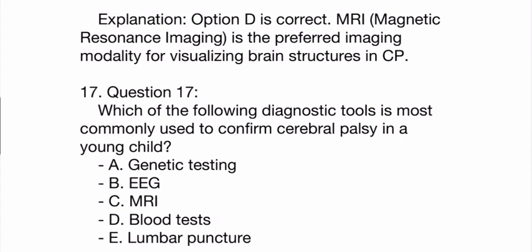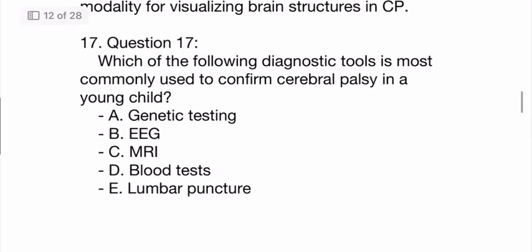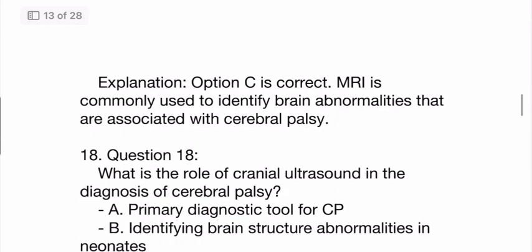17. Which of the following diagnostic tools is most commonly used to confirm CP in a young child? A. Genetic testing. B. EEG. C. MRI. D. Blood tests. E. Lumbar puncture. So it is a similar question, and here you're going with an MRI.